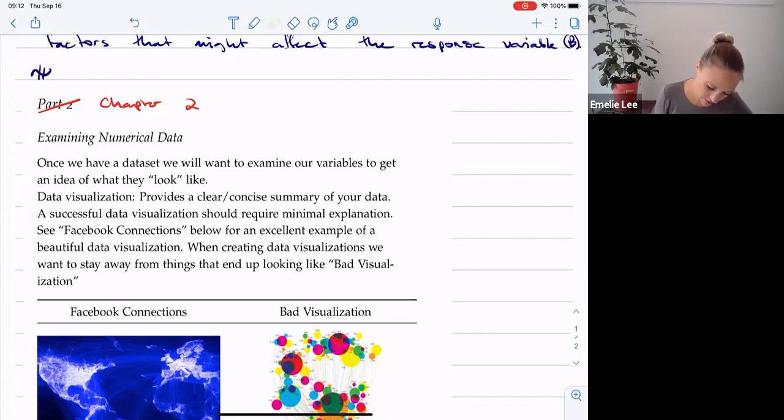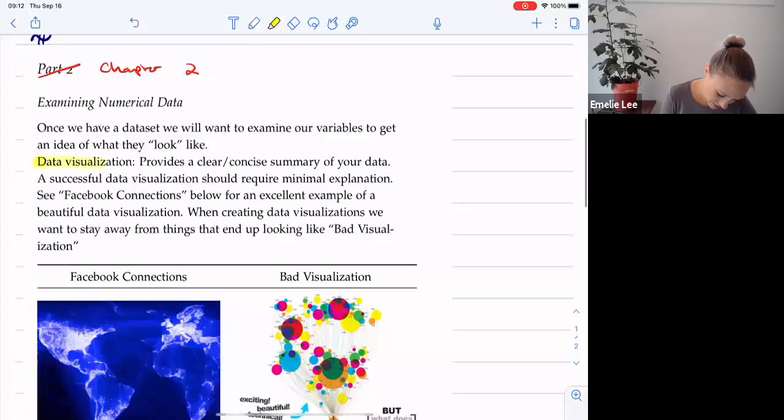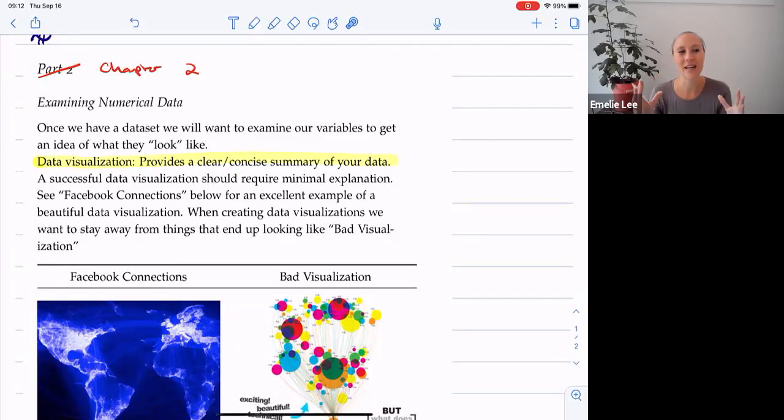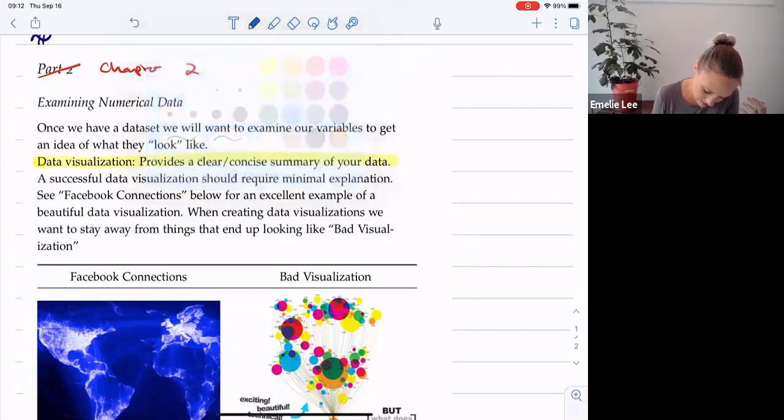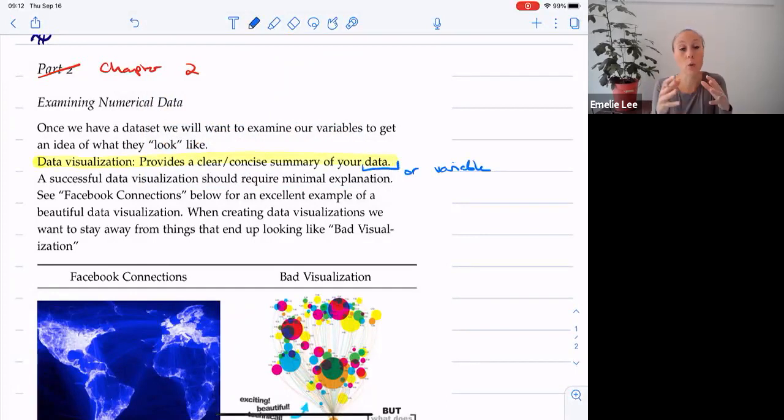The main thing that I want you to remember for data visualization is that it has to provide a clear and concise summary of your data. Not all your data, but maybe of your data or variable. Often we'll just focus on one or possibly two variables. How are they related? Then we move through our data set, looking at pairs, and we'll have tools for working through that.